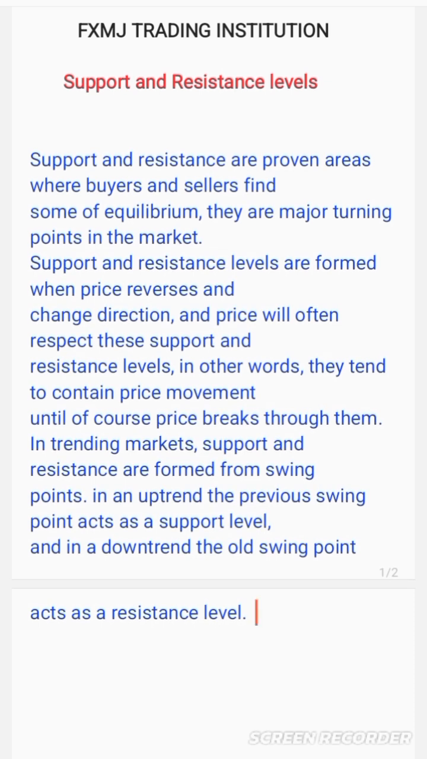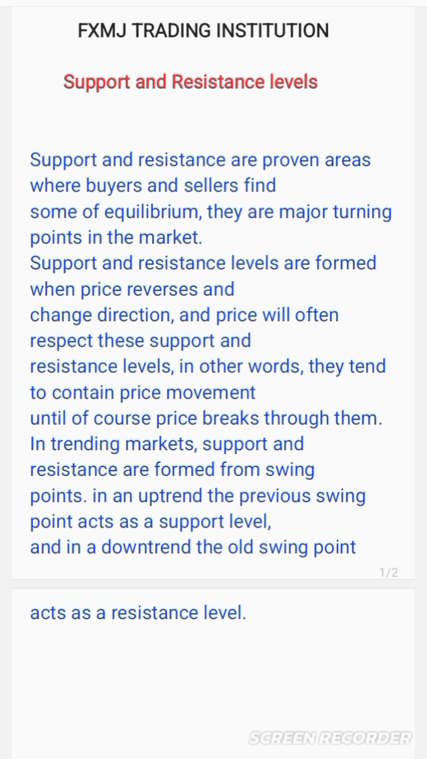Remember that your resistance can become your support, and your support can become your resistance. It depends on what you are facing in your charts. So now let me explain about support and resistance levels. Support and resistance levels are proven areas where buyers and sellers find some equilibrium. They are major turning points in the market. They are formed when price reverses and changes direction, and price will often respect these levels. In other words, they tend to contain price movements until, of course, price breaks through them.